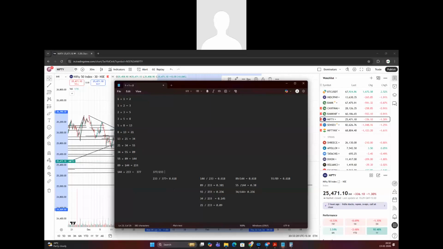377 divided by 233 is equal to... correct. Check it. If 233 is divided by 377, we get 0.618. If we divide 377 by 233, we get 1.618. So similarly, 377 divided by 144, we get how much?